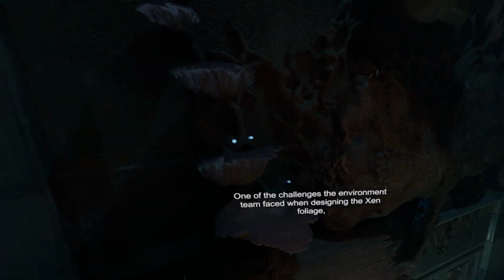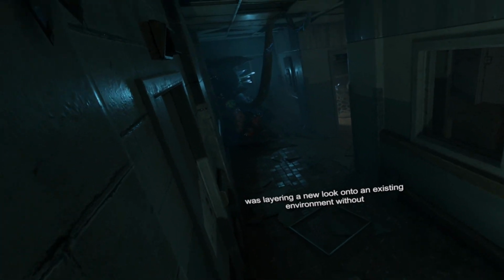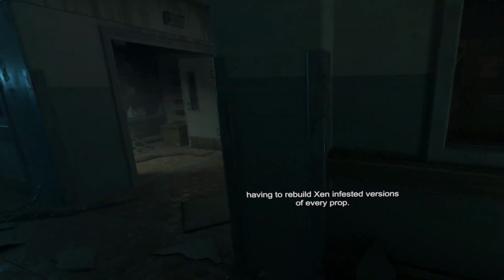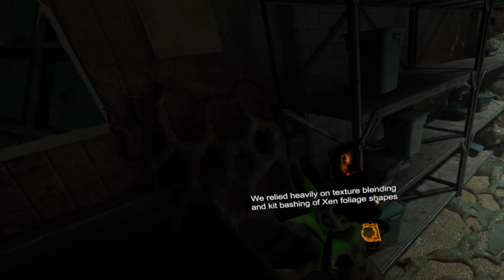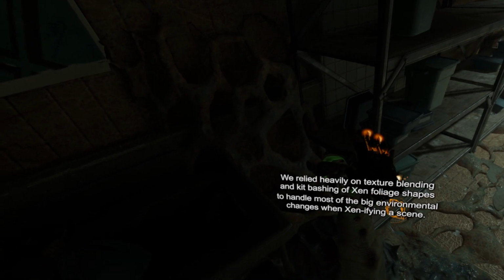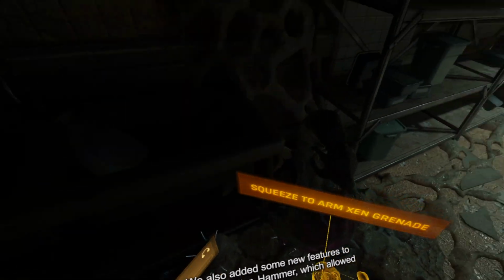One of the challenges the environment team faced when designing the Xen foliage was layering a new look onto an existing environment without having to rebuild Xen-infested versions of every prop. We relied heavily on texture blending and kit bashing of Xen foliage shapes to handle most of the big environmental changes when xenifying a scene.